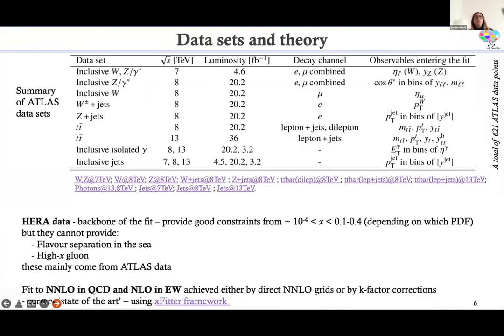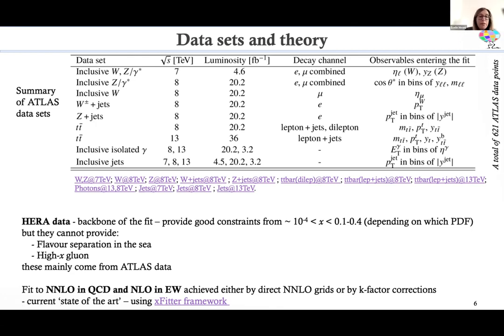So here I show the summary of all ATLAS datasets used in the fit. We fit more than 600 ATLAS data points. The backbone of the fit remains the HERA data that indeed provide good constraint in a quite large range of x, but we have to keep in mind that we need ATLAS data in order to provide the flavor separation in the c and the gluon PDF at high x.